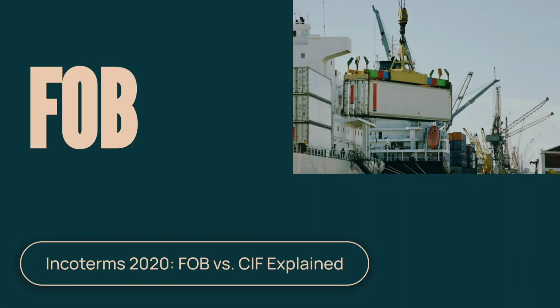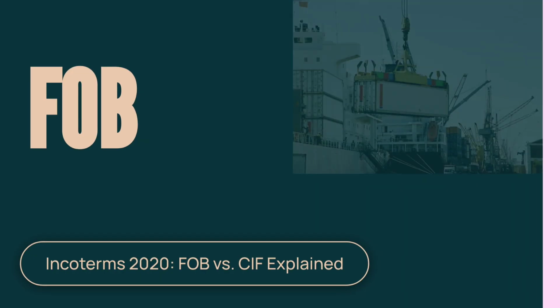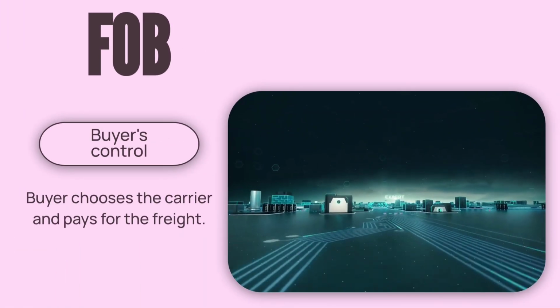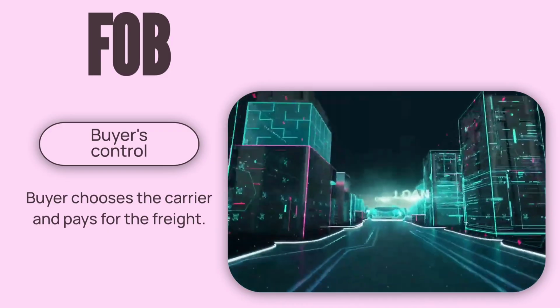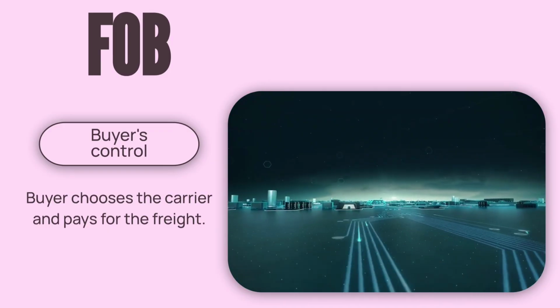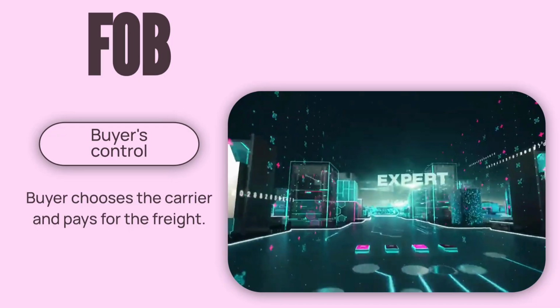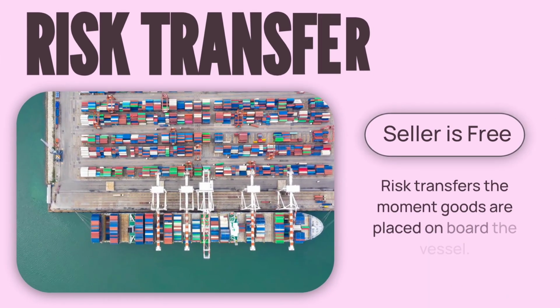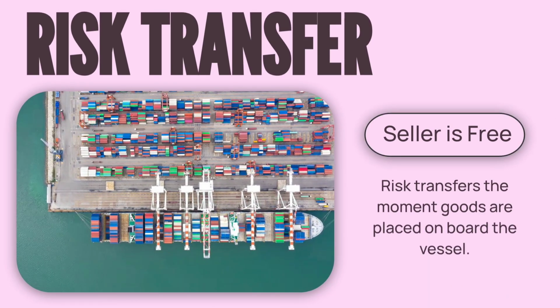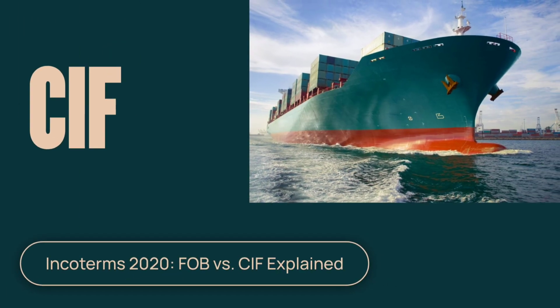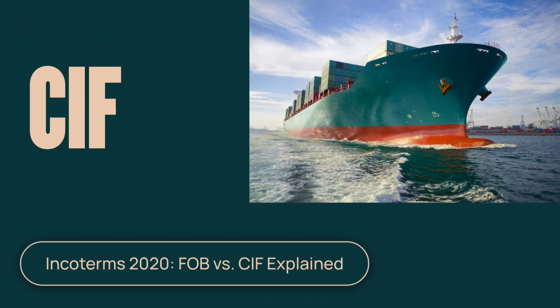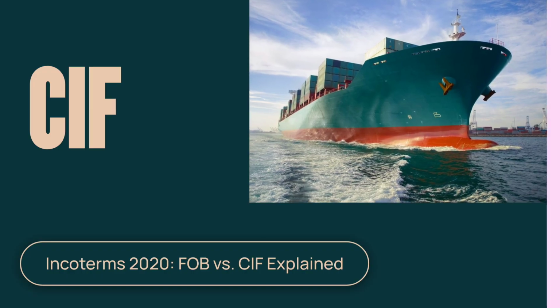Next, let's explore the first term, FOB, or free on board. Under FOB, the buyer is the captain of the journey. The buyer chooses the shipping company, arranges the contract of carriage, and pays for the ocean freight ticket. The seller's job is simply to get the goods onto the specified ship. The moment the cargo is physically placed on board, the seller is free of responsibility, and both cost and risk transfer to the buyer.